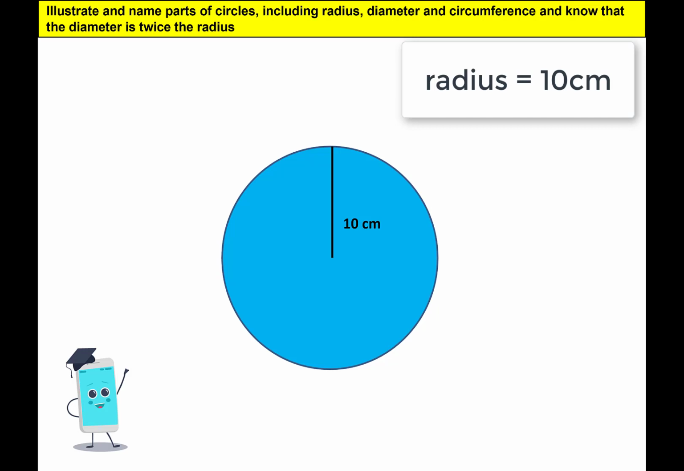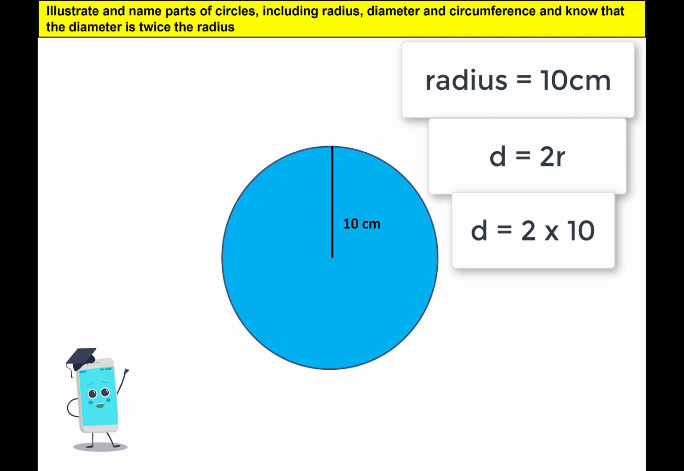So we can actually just substitute that 10 centimetres in for R in your formula box. So where it said before D equals 2R, we can put D equals 2. We're going to put a multiplication sign in now because we're not using a letter and a number. So 2 times 10 is 20. So the diameter is 20 centimetres.